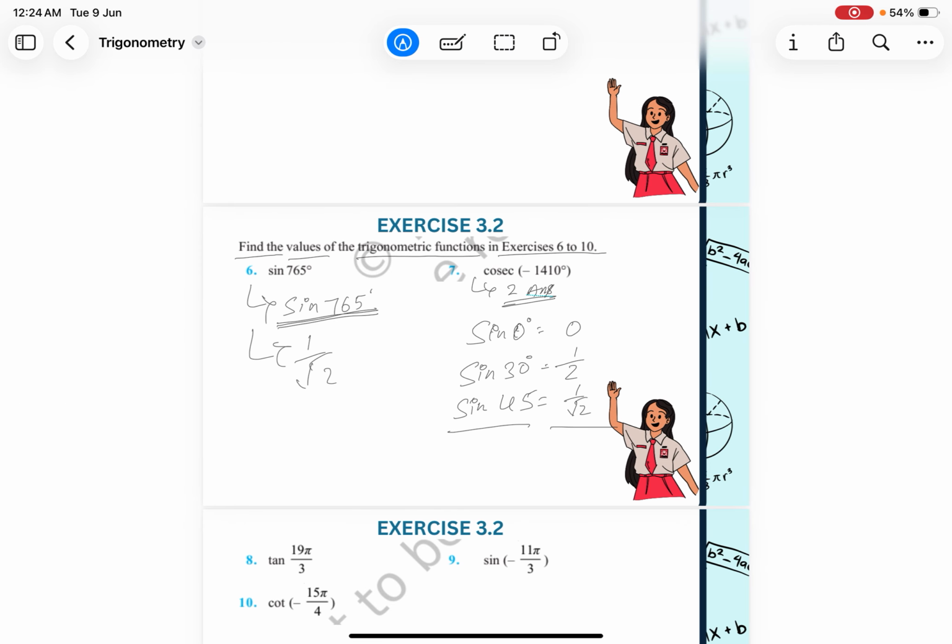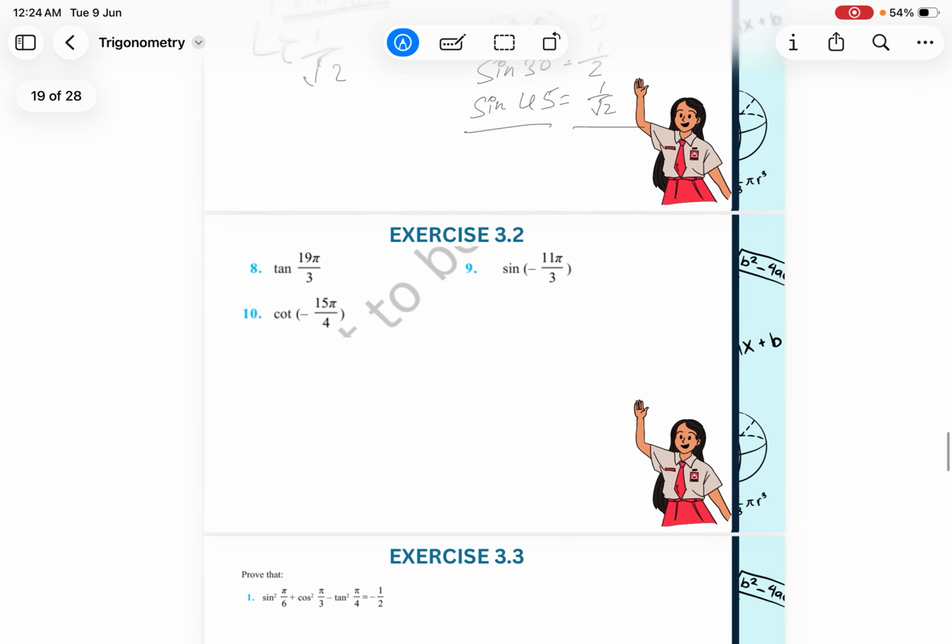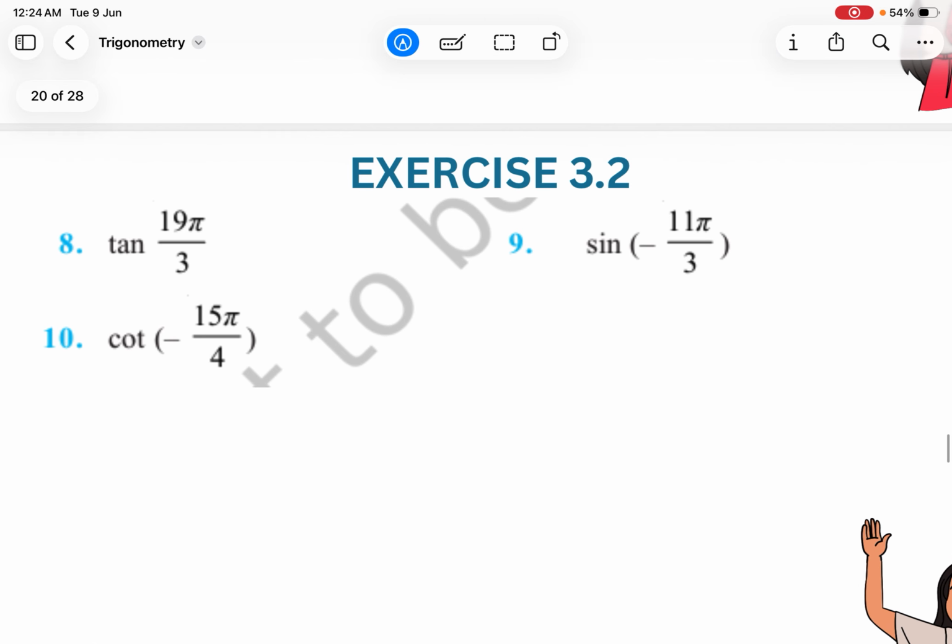Now question number 8. I will only do question number 8, and for question number 9 and 2, I request you to do them on your own, so you will get to know how to solve this. And if you have any confusion, you can let me know in the comment below, and I will try to solve it. Okay, right.